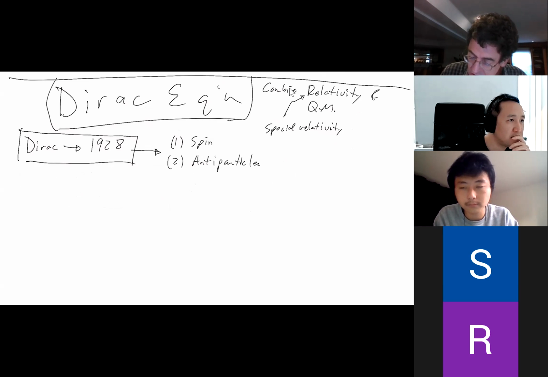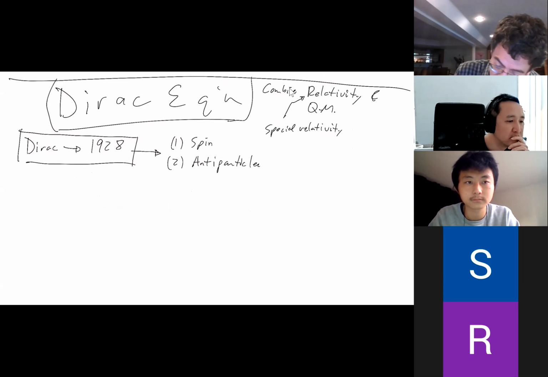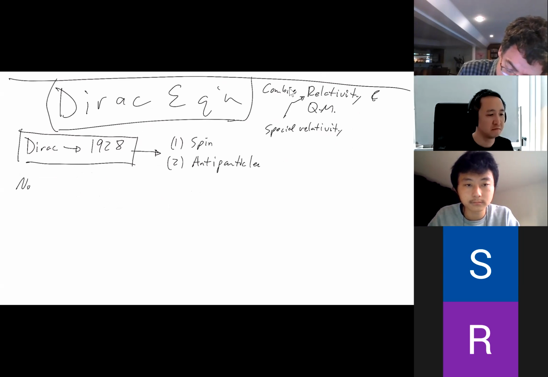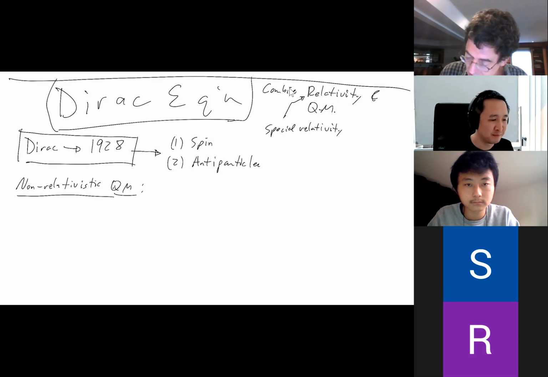So, okay, let's just do it. Let's first remember non-relativistic physics, non-relativistic quantum mechanics. And let's just talk about free particles.